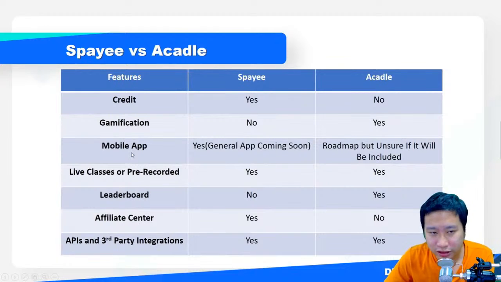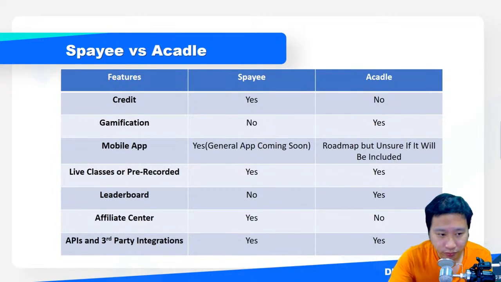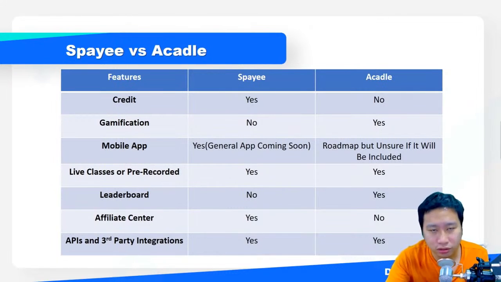So the next one is mobile app. I think this part is where you start to see the differences between the both of them. With Spei, they actually will be giving you a general app. It's their own branding on it, but anyone can use it and it's part of the plan. But with Acado, they have not come up with a mobile app, and it's still undecided if it's going to be included in the plan that you get from Acado, or would it be an additional fee, right?